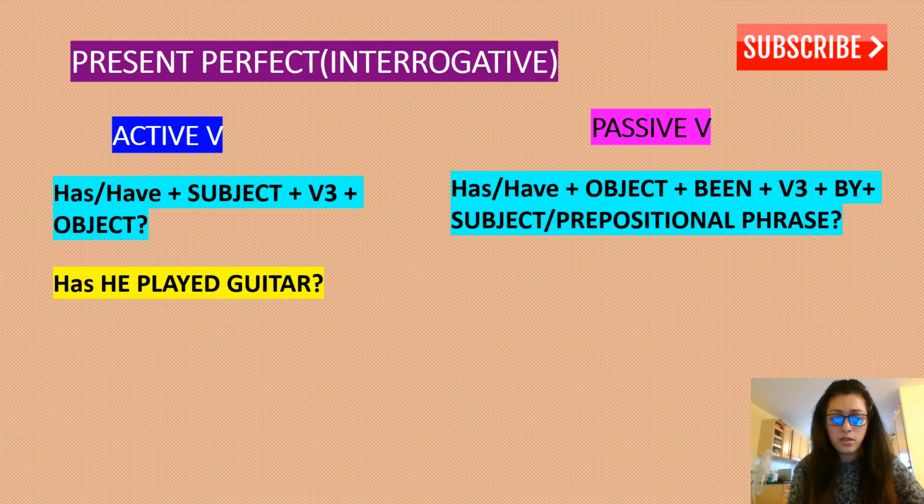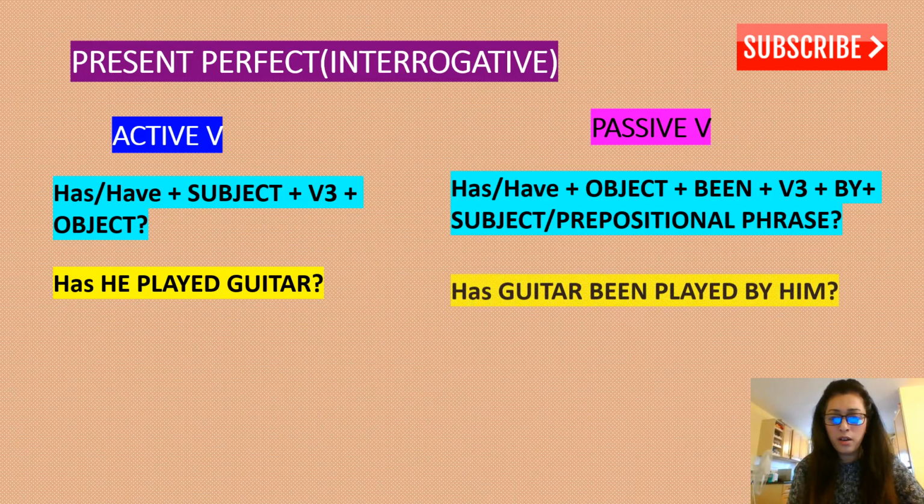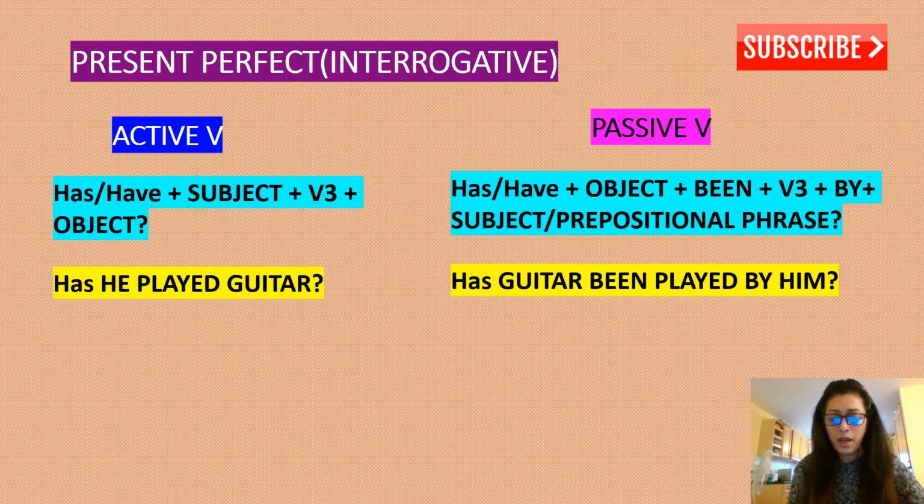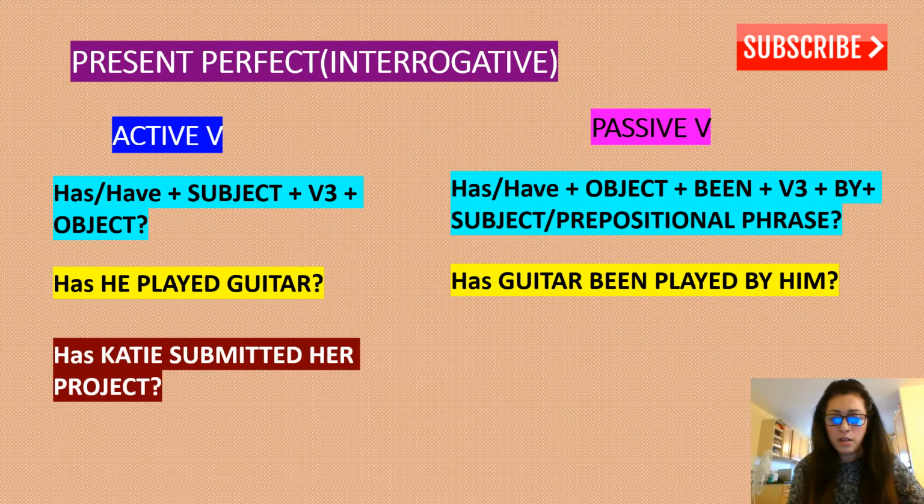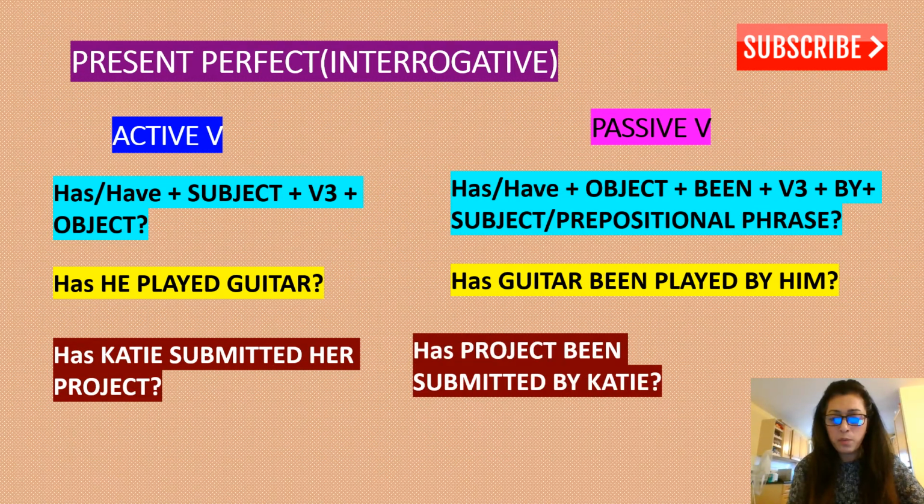So my first sentence will be, has he played guitar? Has guitar been played by him? Has Katie submitted her project? Has project been submitted by Katie?